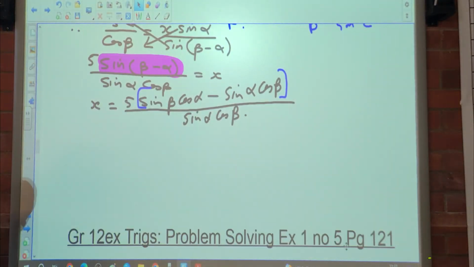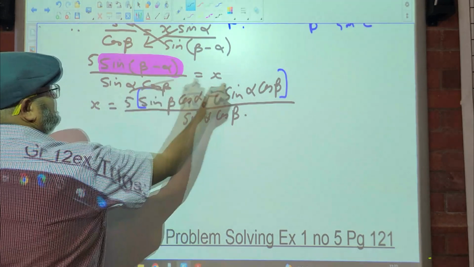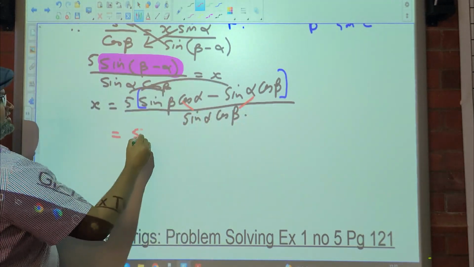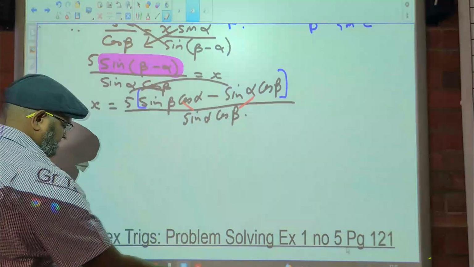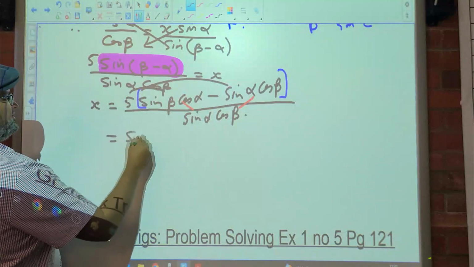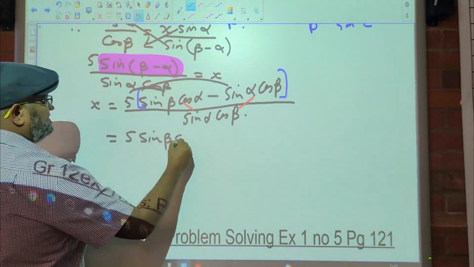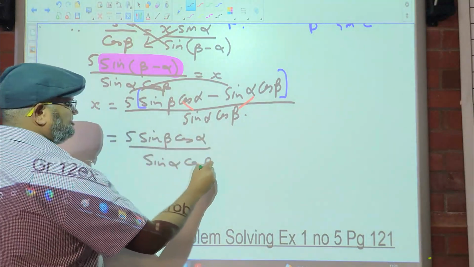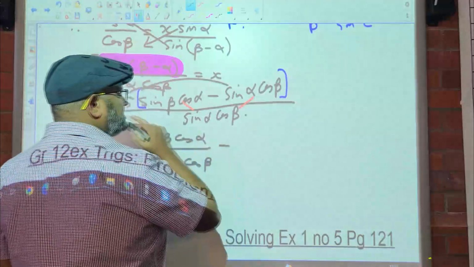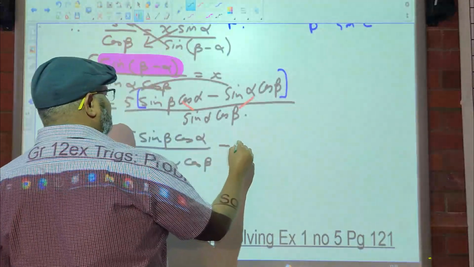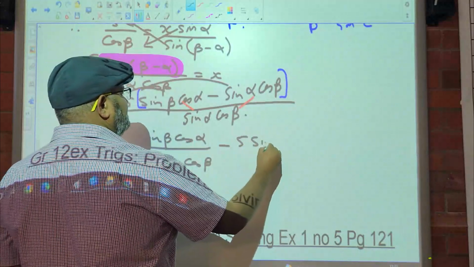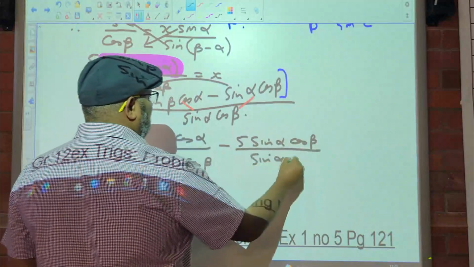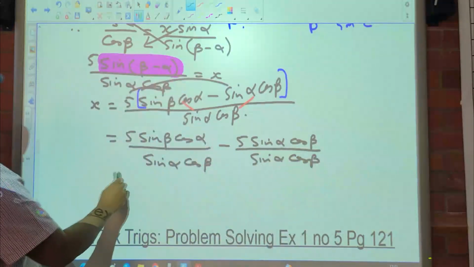So what do we do now? We get rid of this bracket here. We put each one over its own denominator. So it's going to become 5 sine beta cos alpha over sine alpha cos beta minus 5 sine alpha cos beta over sine alpha cos beta.